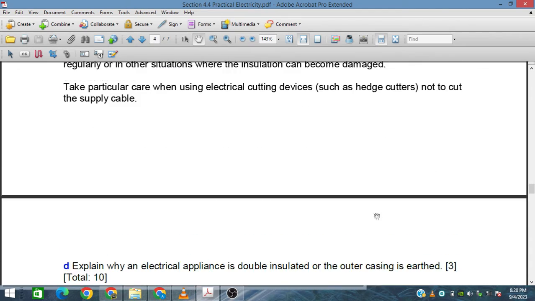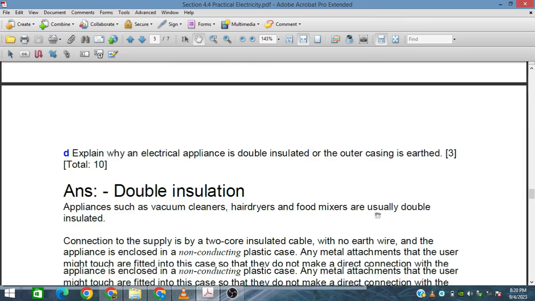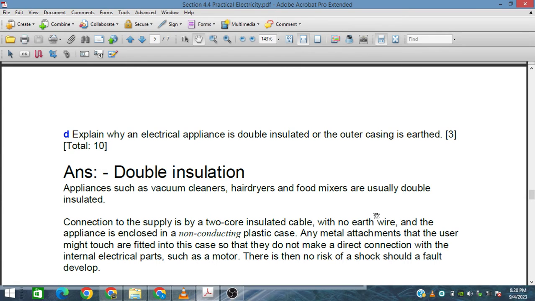So this is all for this part. Now part D: why an electric appliance is double insulated or its outer case is earthed.